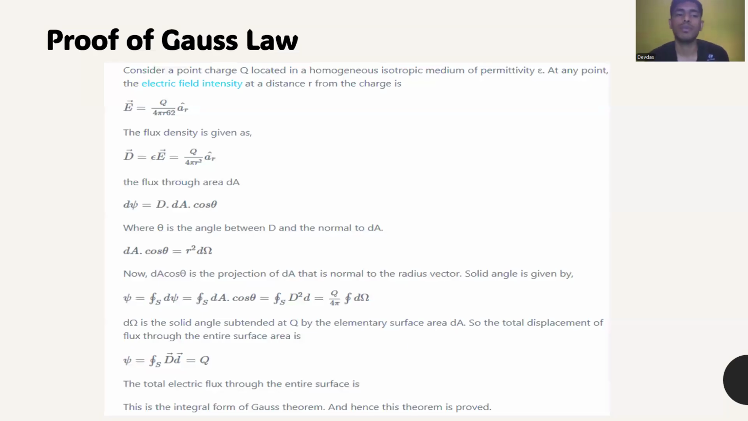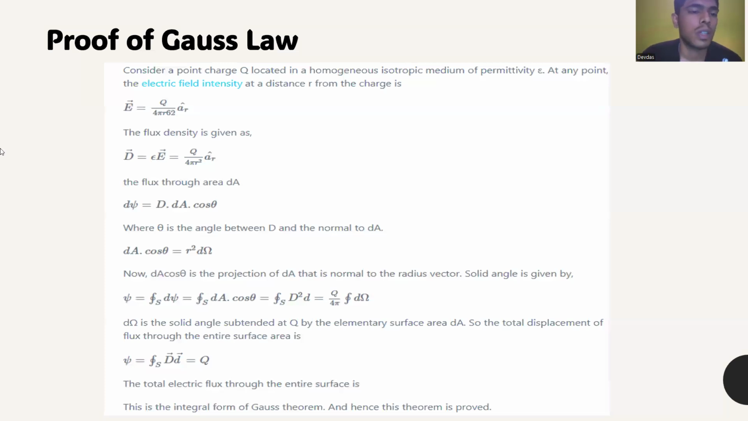So let us see the proof of Gauss law. Consider a point charge Q located in a homogeneous isotropic medium of permittivity epsilon. At any point, the electric field intensity at a distance r from the charge is E equal to Q by 4 pi epsilon r square.